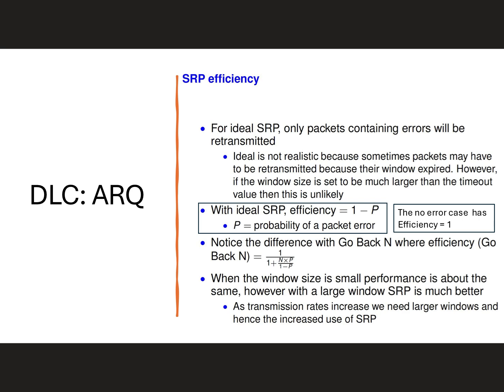And the efficiency for selective repeat, generally speaking, if no error happens, right, so you keep transmitting, you will never waste a single minute or a single element of time, so the efficiency is equal to 1.